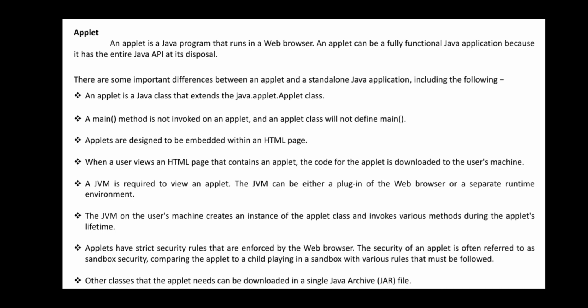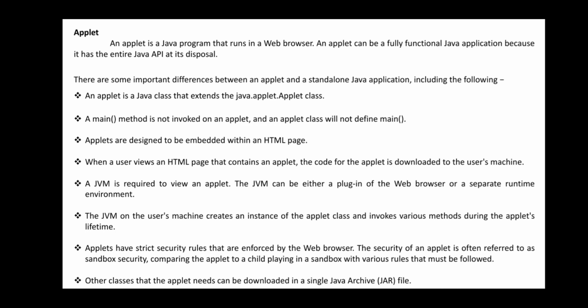You should write correctly whatever the functions, methods or classes are, and you should call them correctly within the applets. Then only you can execute them correctly within the web browsers. Otherwise you are going to get output errors, that is, compile-time errors and runtime errors. Other classes that the applet needs can be downloaded in a single archive file, that is, a jar file.